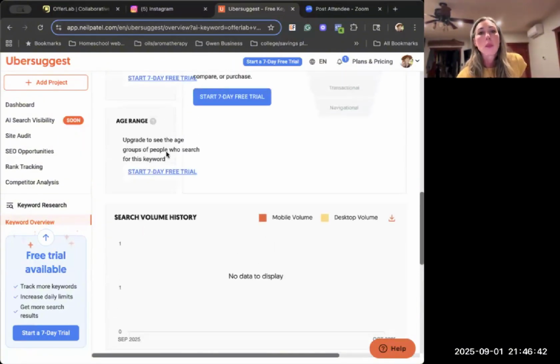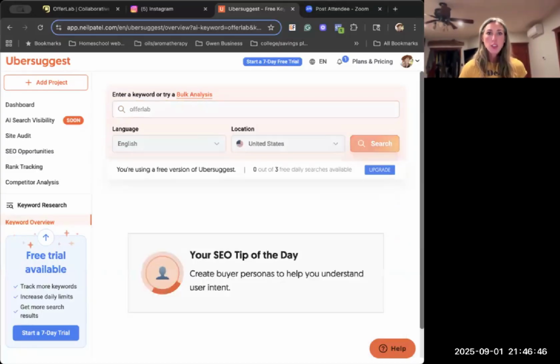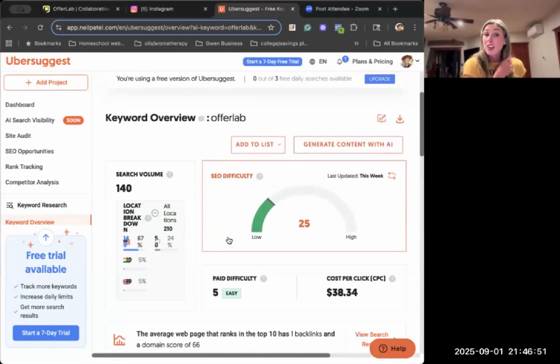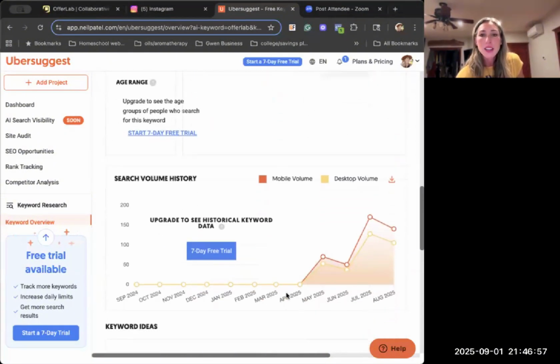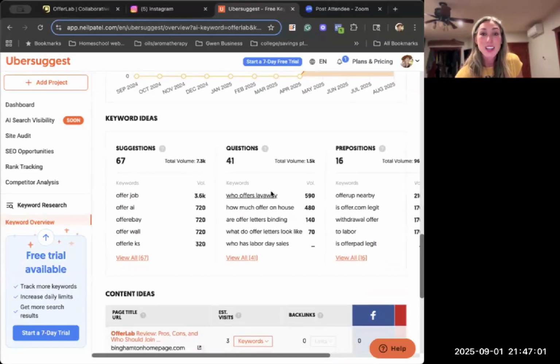I mean, you could just look up OfferLab. I don't know if I have any more free searches. It's higher on the search, right? But still pretty easy to get in. It's got a low cost if you want to put money behind it. But look how many questions.